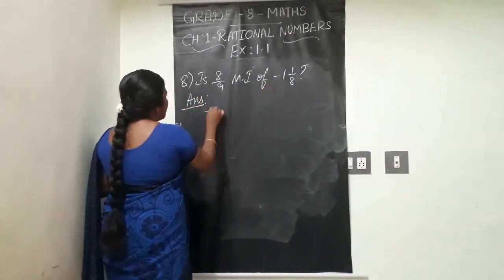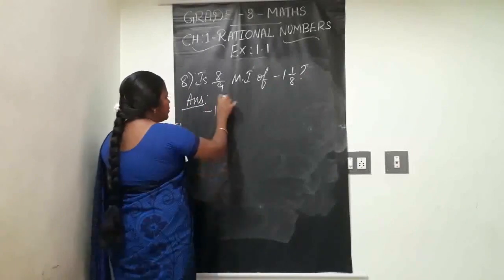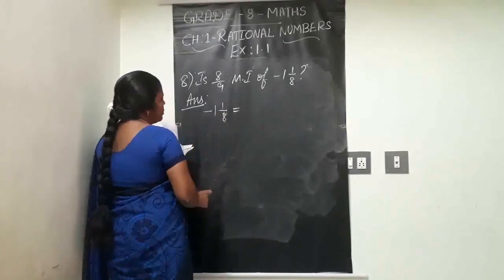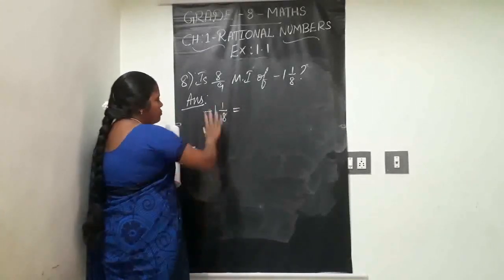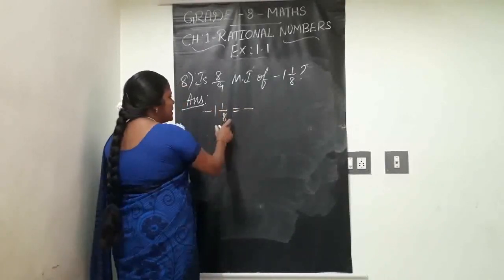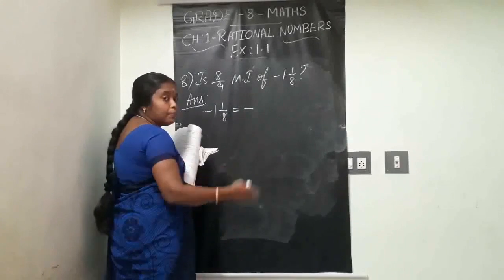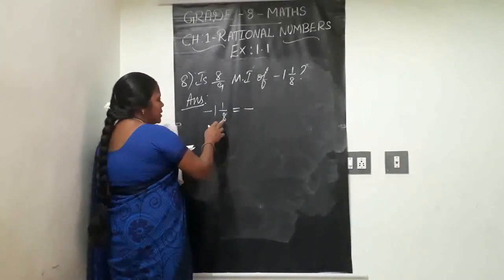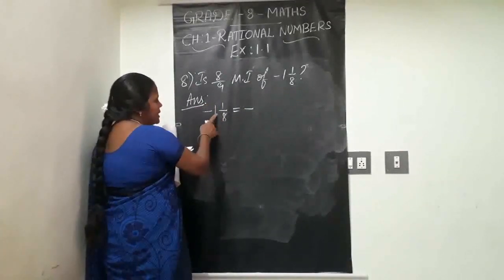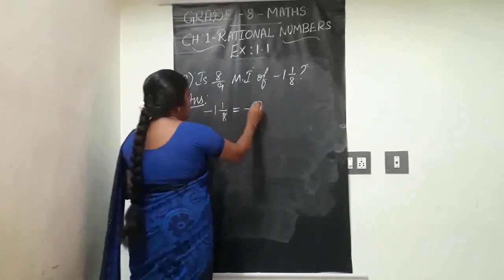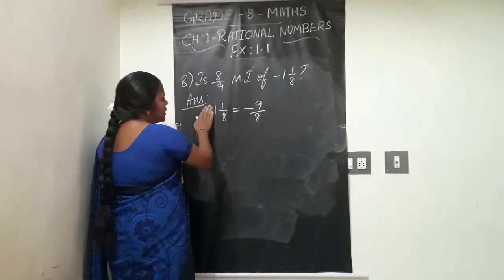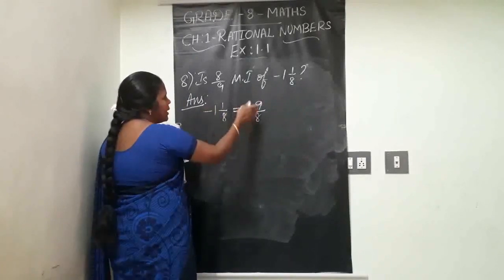See, take this number minus 1 by 8. That means a negative rational number. Clear? Actually, this is not in rational number form, it is given in mixed fraction, no? So first simplify this. Sign as it is, 1 by 8, that is mixed form. Change into improper. You know that you have to multiply both and then add the numerator. So what comes? 8 into 1, 8. 8 plus 1, 9 by the same denominator. So 1 by 8, that improper form is 9 by 8.